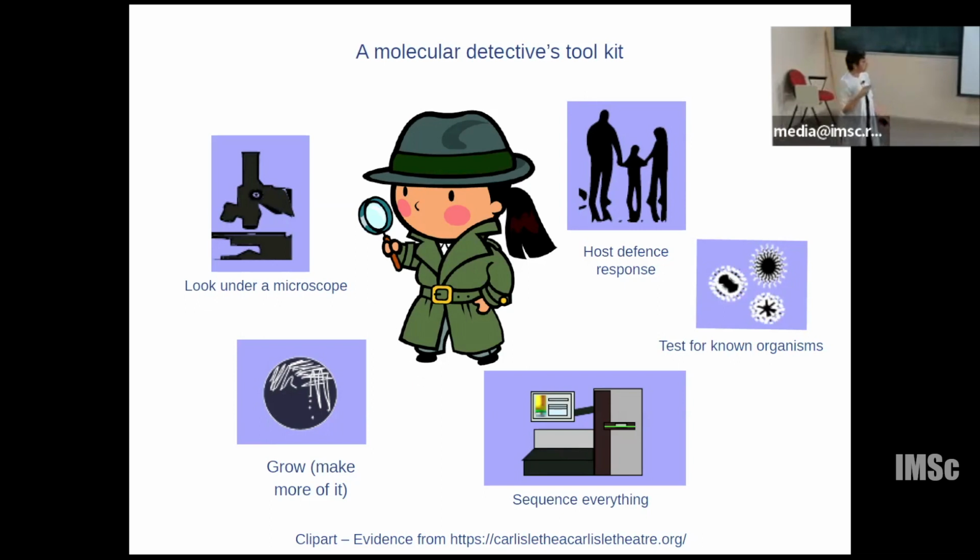Now, when you don't know anything, then one of the things that you could do is this thing called metagenomics, in which we sequence everything. So you take a biological sample, and you look for everything that is present in it.